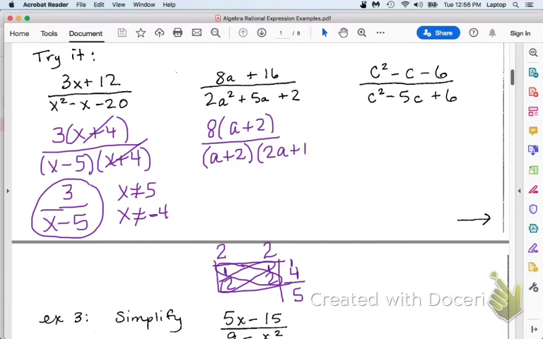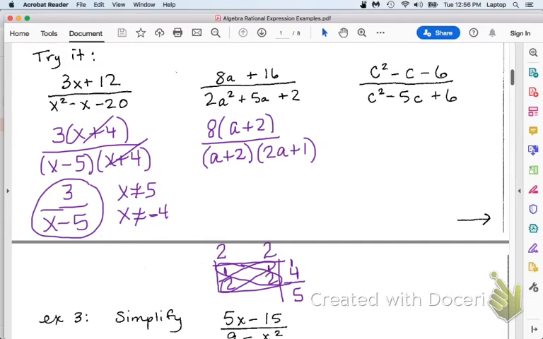plus 1. And if you ever want to test out whether factoring is working for you, then make sure that you FOIL it, first, outer, inner, last, and make sure that you can come up with the original trinomial. That's always a good test to check your work. Okay, so my common factor here then becomes a plus 2. But this is the point when I want to find excluded values, because I either have a plus 2 equal to 0 or 2a plus 1 equal to 0.